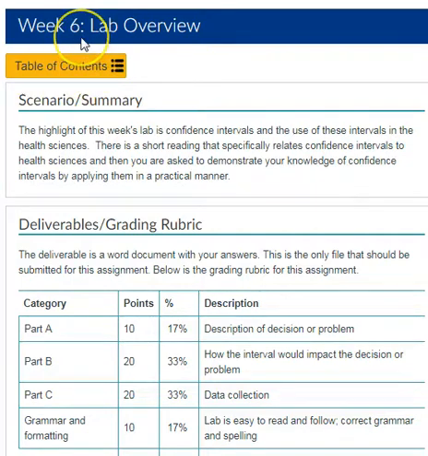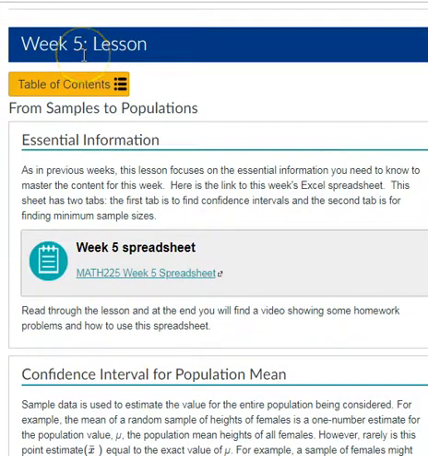In this video, I'm going to quickly go over the week 6 lab, which covers confidence intervals. Here is how you will be graded on the lab. So confidence intervals were the main topic in week 5. So let me pull up the week 5 lesson really quick. This lesson is a great place to start if you have some questions still about confidence intervals.